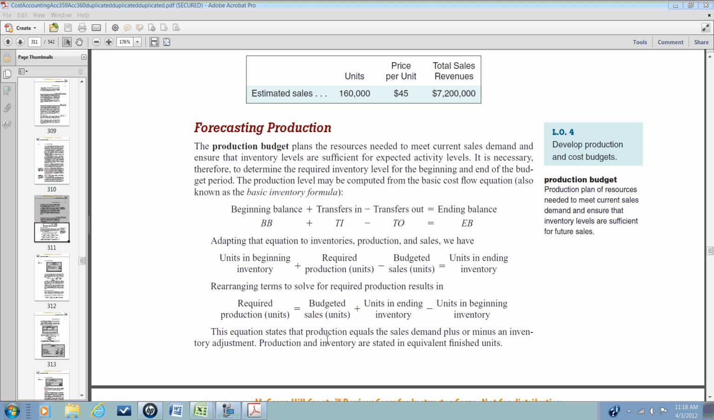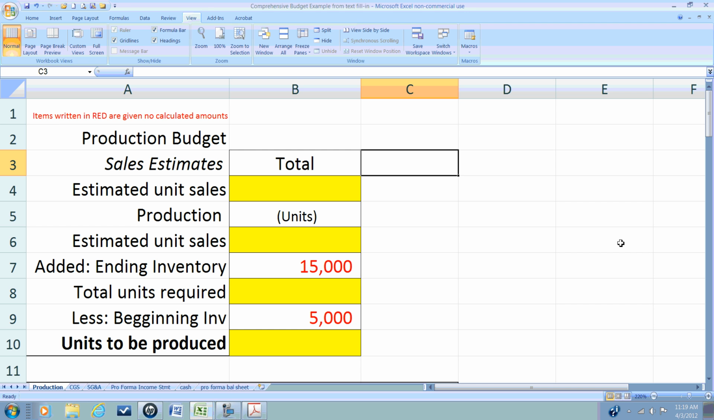So we're going to be using a worksheet in Excel that's available over on our portal, and we're going to begin with our estimated sales in units. And again, the problem tells us we expect to sell 160,000 units.